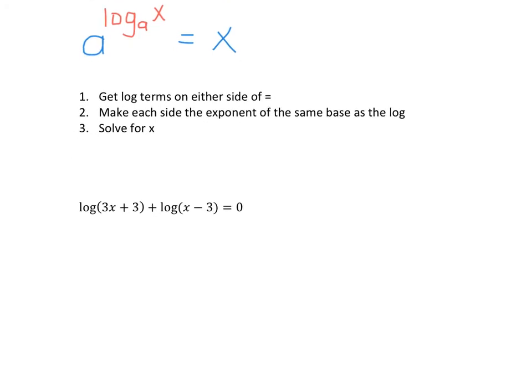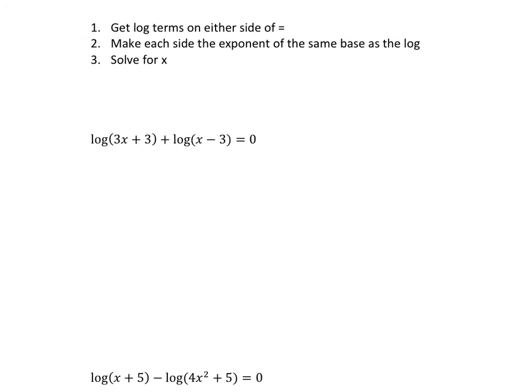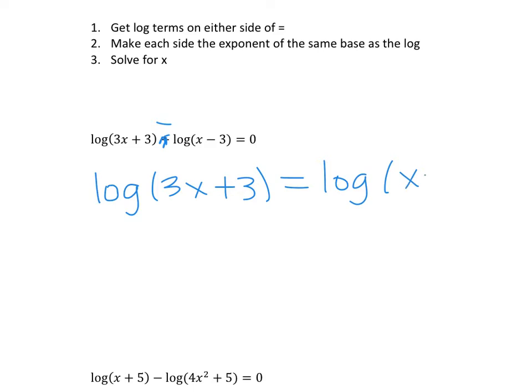So let's look at an example. In this example, we do want to change this plus to a minus. Okay, the first step then is to get those log terms on either side. So we're going to add that second log term to both sides. We end up with log of 3x plus 3 equals log of x minus 3.